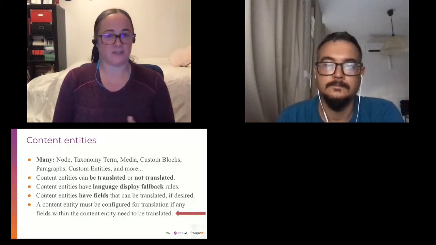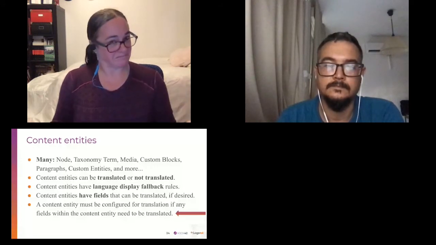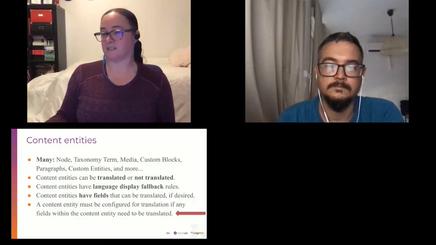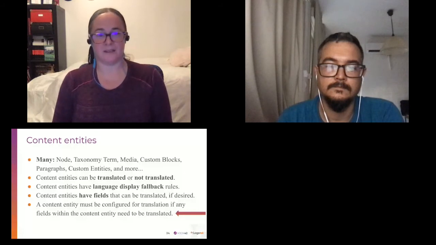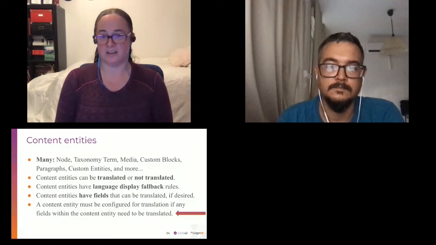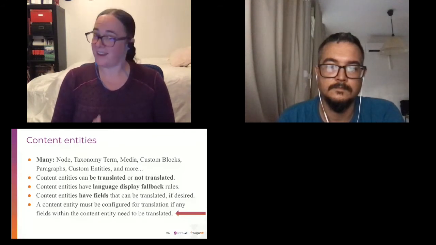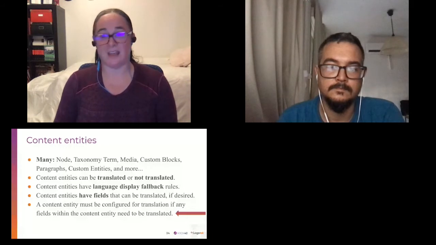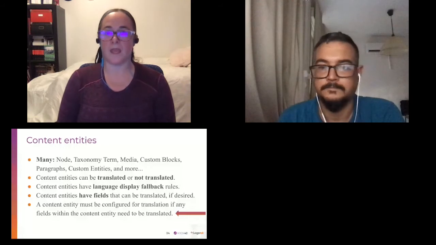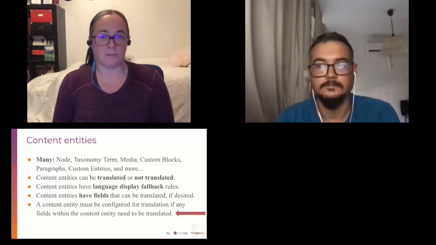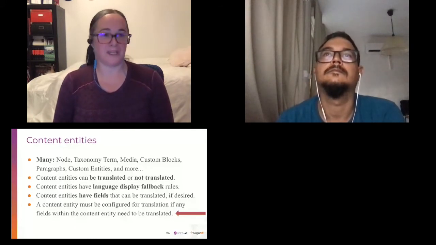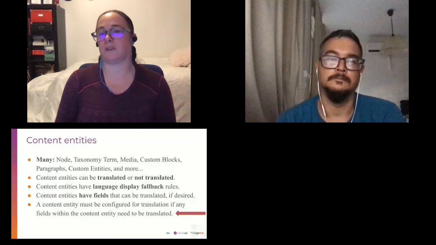Content entities can be translated or not translated. They can have language display fallback rules. So if a translation does not exist, what is displayed? Content entities have fields that can be translated if desired. And note, a content entity must be configured for translation if any of the fields within the content entity need to be translated. There are field-level multilingual configurations. Once again, each field can be configured for translation only if the content bundle is configured for translation.